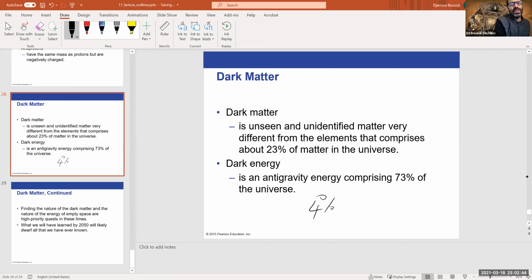So we are 4%. They, on the other hand, the dark energy and dark matter, are 96% of everything else in the universe. How did we know that? How did we come to this knowledge? It was actually Vera Rubin. She was studying basically the speed of the stars around the galaxy, how fast they move.